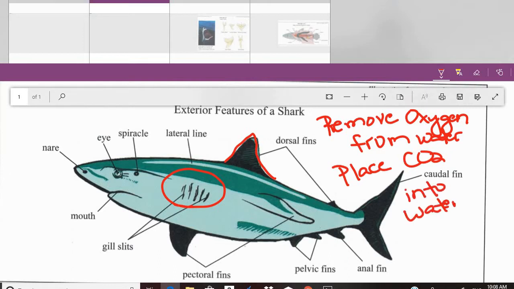Sharks swim with their mouths open. If you're ever in an aquarium, you can watch that to see. They swim with their mouths open, and that helps to facilitate the movement of the water over the gills. So the water goes in their mouth, and then it moves over the gills, and then they take the oxygen out and put the carbon dioxide in.